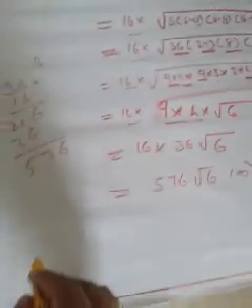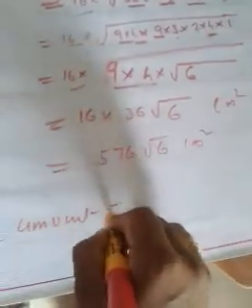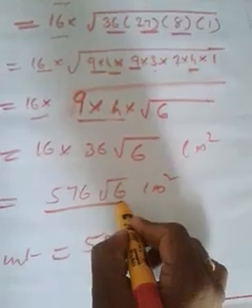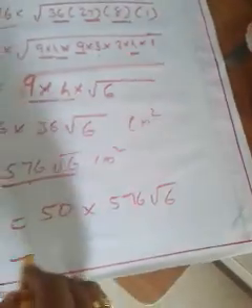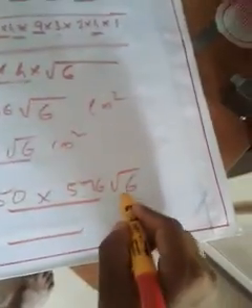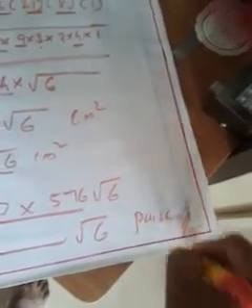This is the total area. Then how to calculate the required amount? The required amount is nothing but 50 paisa for 1 centimeter square. So this much centimeter square is there. So 50 into this much. What is that? 576 into root 6. So multiply these two, you will get that amount. And root 6 as it is, that much paisa will be the amount.